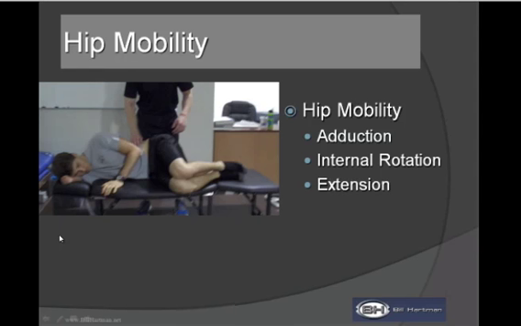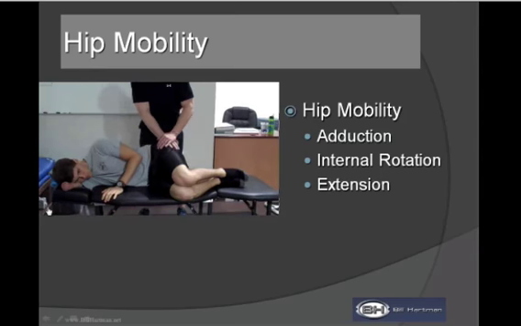The first test that I'm going to show you that we do, it's a variation of an Ober test. Typically, a lot of folks will look at this as a test for IT band shortness. We're actually looking at it simply as a function of hip adduction, and I'm going to go ahead and run the test here so you can see it.